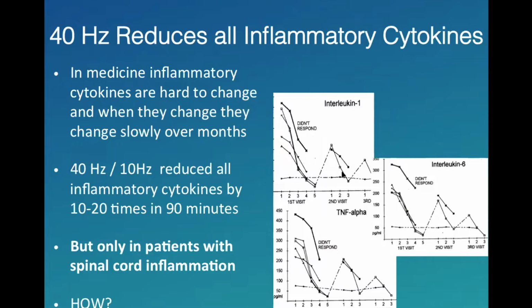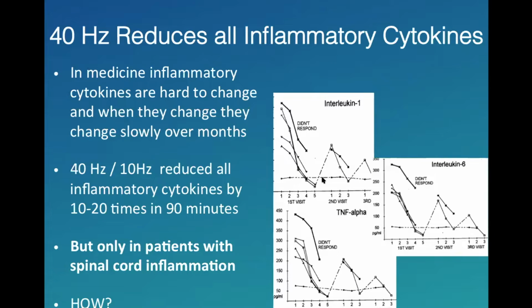This patient here, the control patient, she didn't have any reduction in pain. She didn't have any reduction in cytokines because her cytokines weren't elevated to begin with. 40 and 10 didn't work on her. It didn't reduce her inflammation because she didn't have any. It didn't create a change in her spinal cord because there was nothing wrong with her spinal cord. Her pain was all peripheral.